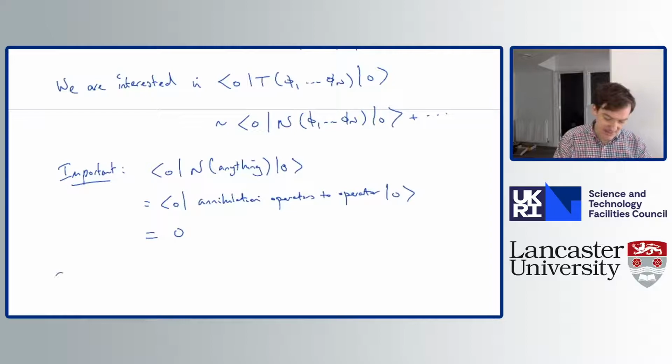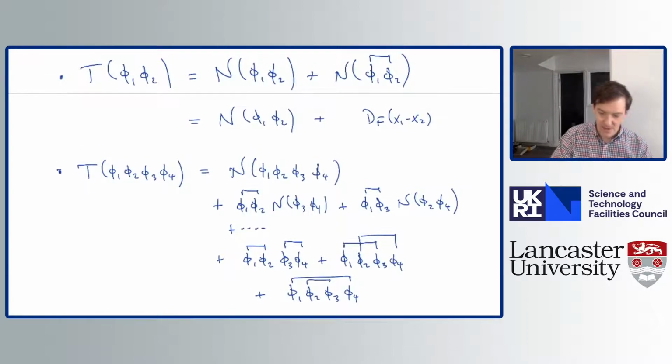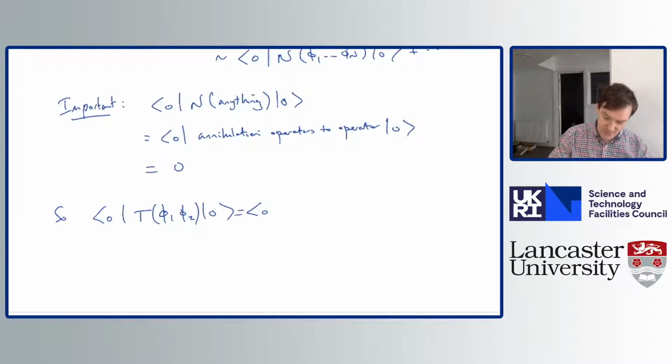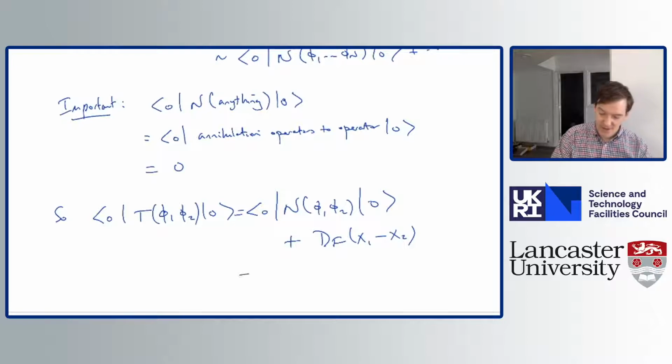So let's look at an example. So 0, T, phi1, phi2, 0. We saw above what that is. It's N phi1, phi2 plus the Feynman propagator. So it's 0, N, phi1, phi2, 0, plus the Feynman propagator x1 minus x2. And then, as we said, N of anything, this does contain annihilation operators, acts on the vacuum and simply returns 0. So we're just left with the Feynman propagator piece.